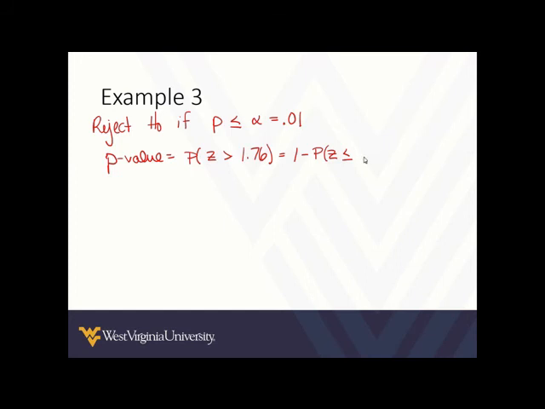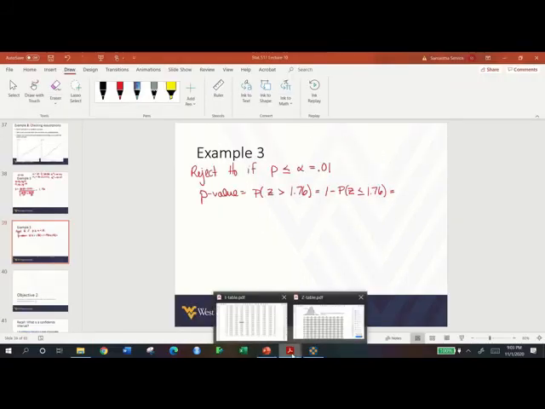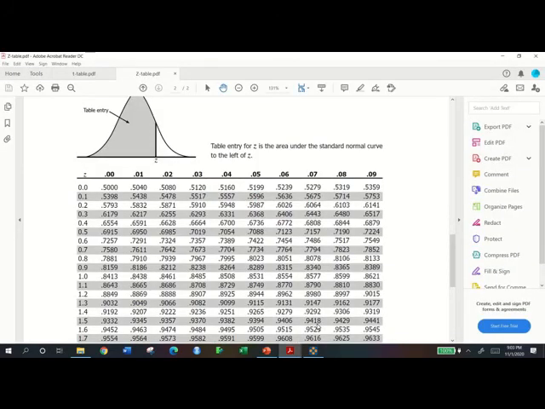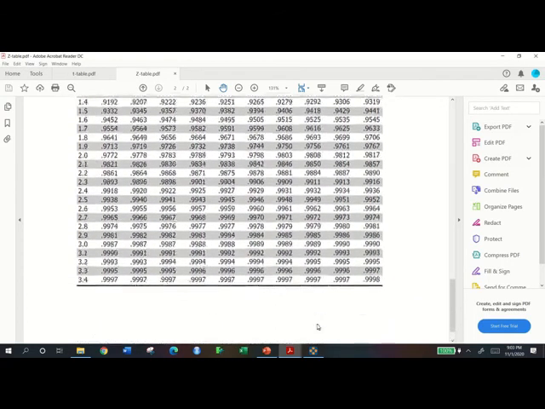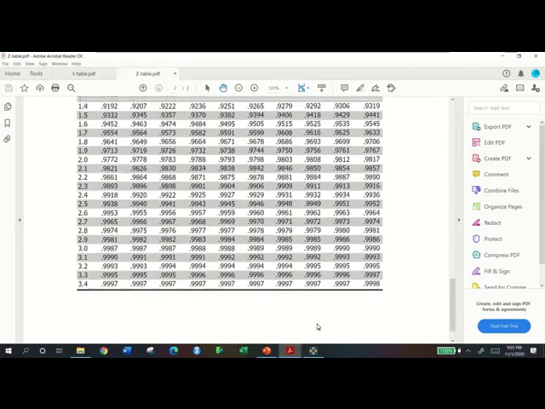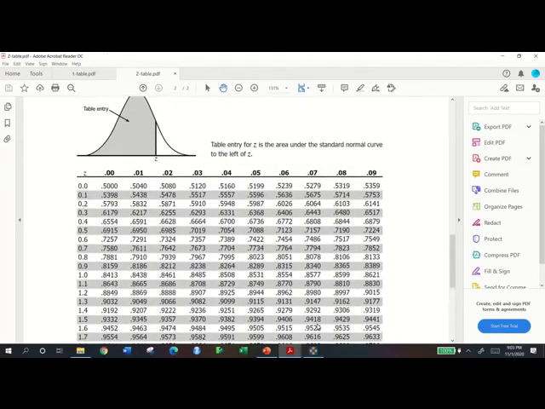or equal to 1.76. So at this point, I'm going to close this out and pull up our z table. And this is the one-sided test. And we are going to want to find as close as we can to 1.76, which shouldn't be a problem. So 1.76 will give us the probability of z less than 1.76 is 0.9608.